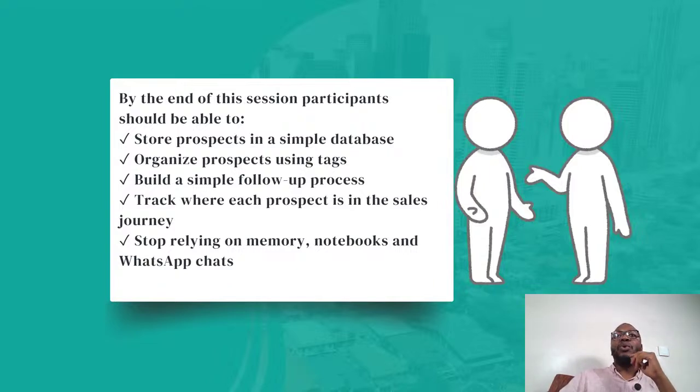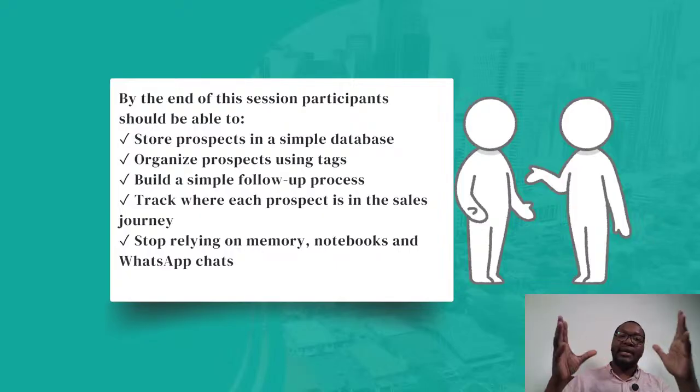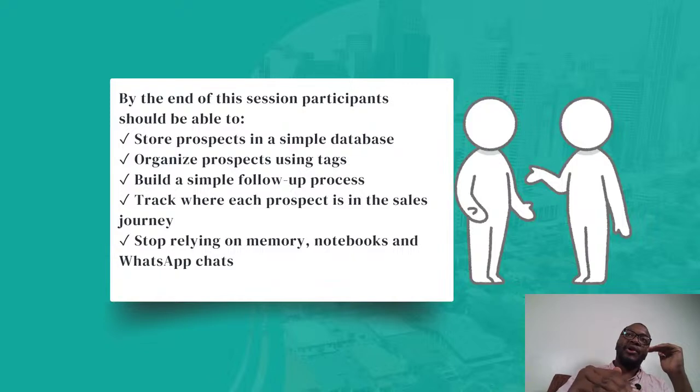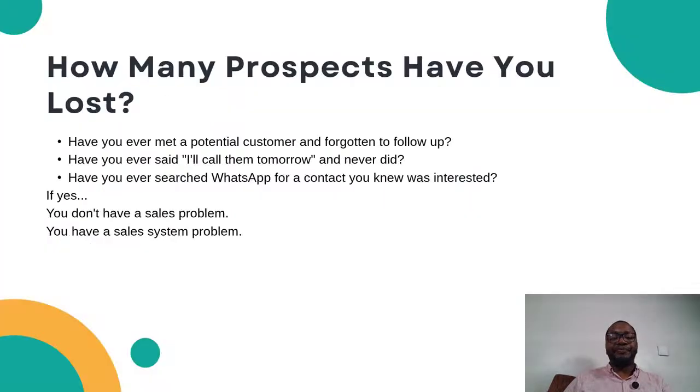We need you to automate your follow-up process and track where each prospect is in the sales journey. It is important for us to do that, and stop relying on memory, notebooks, and WhatsApp chats. Stop relying on scattered information. How do we get your information in a centralized database where it's organized, where your prospects are filtered based on their warmth? And how do we track each prospect through the funnel?